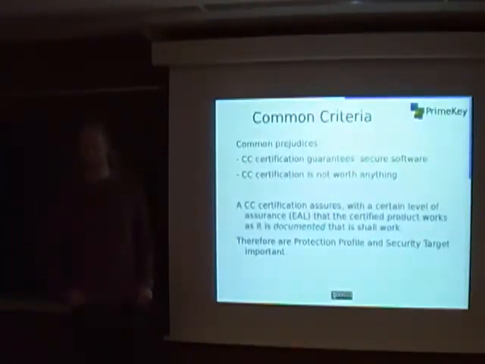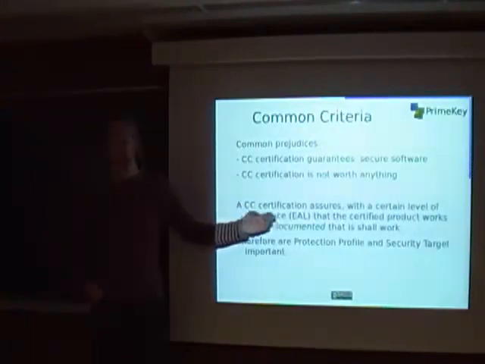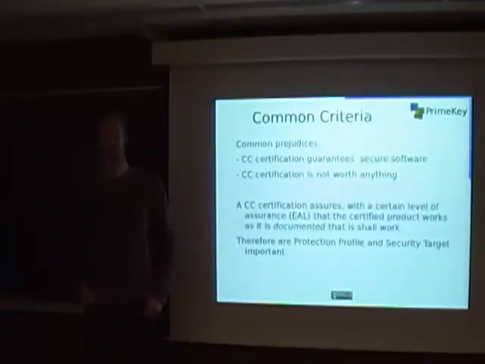That's because the CC actually assures, with a certain level of assurance, which is this EAL level, that the product works as documented, that it shall work. And the keyword here is documented. So if you document that your product doesn't do something, or if you don't document that it does something, well, it doesn't care. The evaluation doesn't care what your software doesn't do. It only cares what you say it does. So that's why protection profiles and security targets are important, because they are the predefined security requirements.